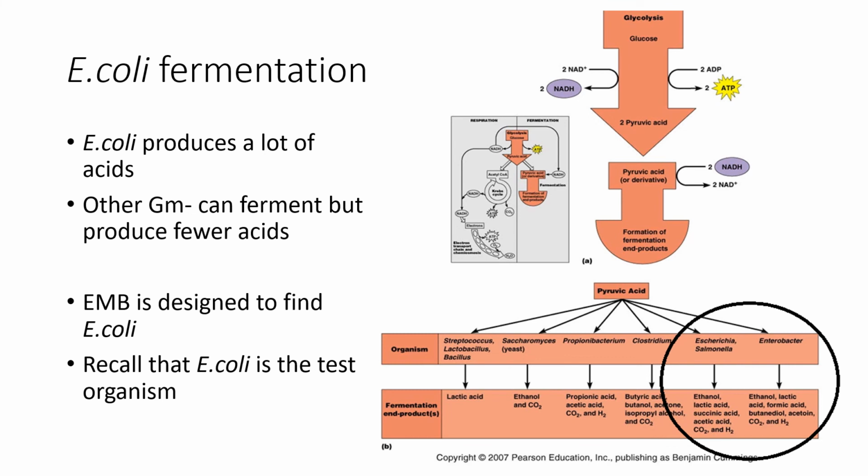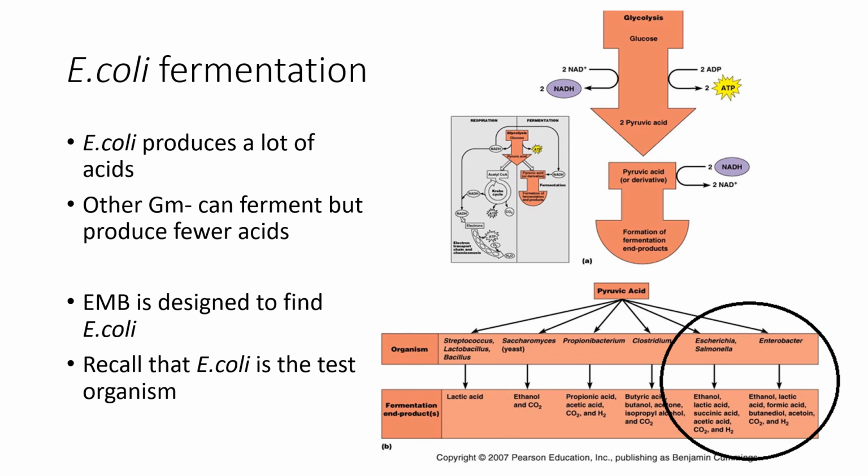Okay. So enterobacter makes ethanol just like E. coli does. Ethanol, that's not acidic. Lactic acid, okay, same lactic acid. Formic acid, okay, formic acid. Butanediol, acetone, these are not acidic. Those are not acidic end products. Carbon dioxide is not acidic, and neither is hydrogen gas. So E. coli makes way more acids than other gram-negative bacteria. So E. coli is going to produce a ton of acids.